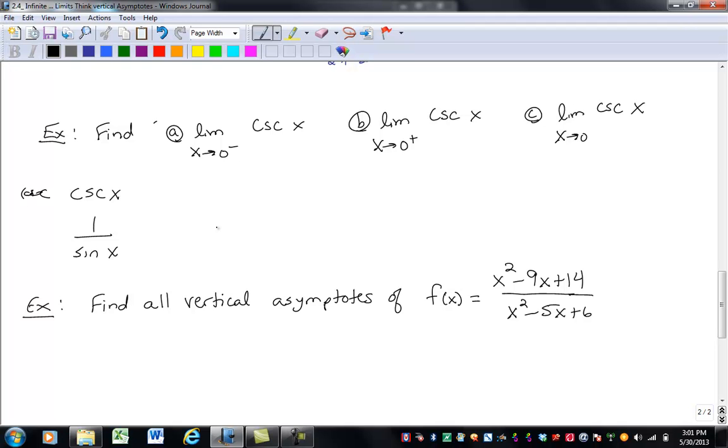Now when you check this in your calculator, make sure your calculator is in radian mode. I guess you could do it in either mode, but it's safer to be in radian mode. So in radian mode, I'm going to choose a number that's a little bit smaller than 0. I'm going to choose x equals negative 0.1. And I'm going to plug it in. 1 over the sine of negative 0.1. Negative 0.1 is to the left of 0, but it's close.